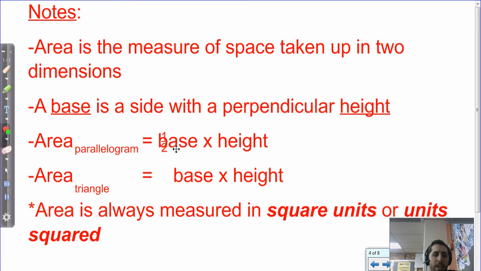What is the area of a parallelogram? The area of a parallelogram is the base times the height. The area of a triangle is 1/2 times the base times the height. And finally, area is always measured in square units or units squared. So that's another repeat note that I need you to remember.